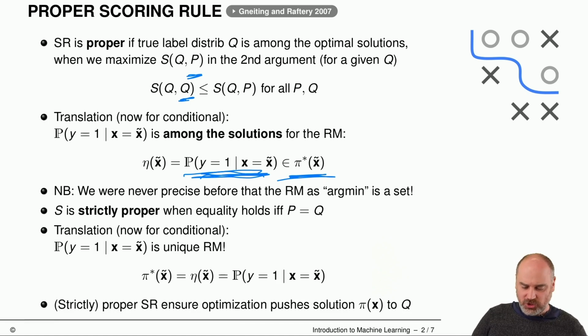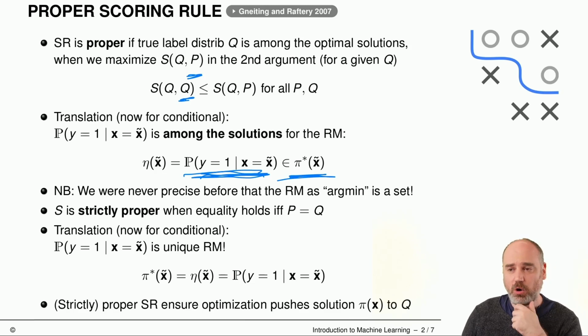It can contain multiple solutions. So if our proper scoring rule is just proper and not strictly proper, that means that this true distribution here is among the potential risk minimizers. And we'll now just say, I guess that's not going to come as a super big surprise, that our scoring rule is actually strictly proper when our definition above holds with equality, if and only if P equals Q.